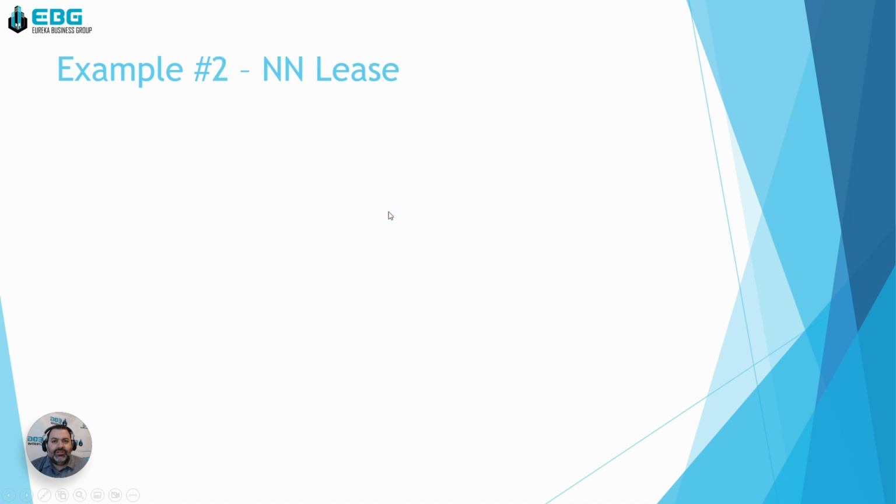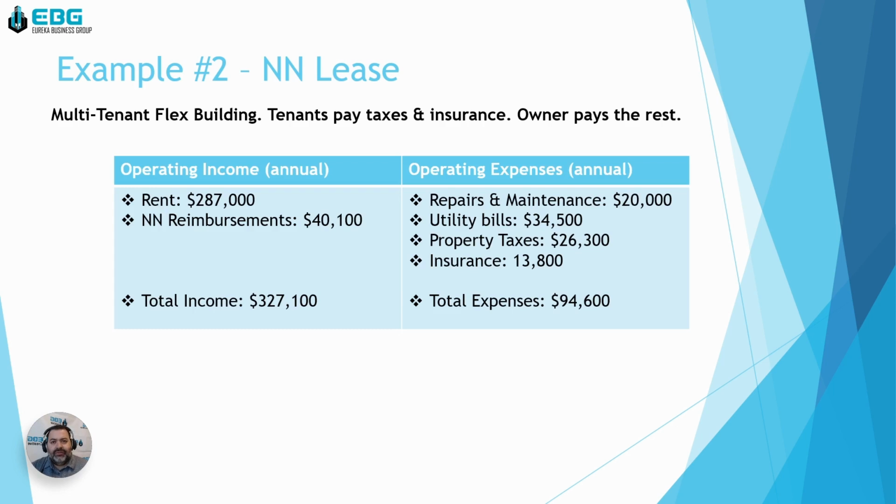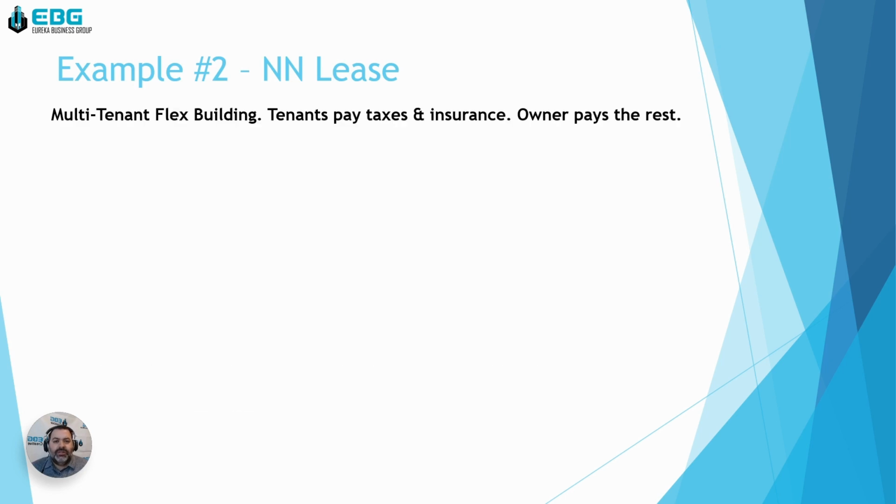Let's take a look at another example, a double net lease. Triple net stands for taxes, insurance, and expenses. That's each one of those nets. So if we have a double net, that means one of the nets is not covered. In this case, we're looking at a multi-tenant flex building. Maybe I have six or seven tenants, and they have a little office up front and a warehouse in the back. The lease, just as a random example, says that the tenant is going to reimburse the landlord for taxes and insurance, and everything else is the responsibility of the landlord.